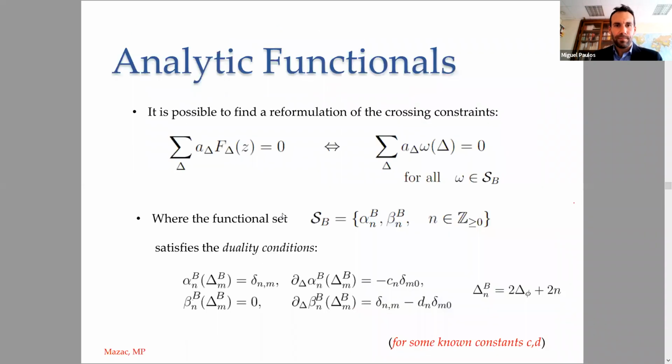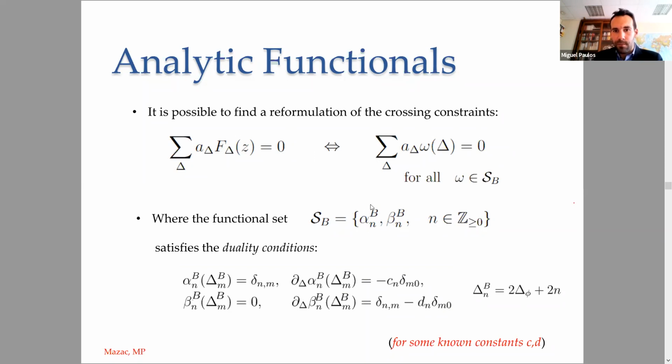So in this special case, you can prove the following. You can prove that the crossing equation, which now looks like this, where these are the OPE coefficients squared, with no spin because I'm in one dimension. And the claim is that this crossing equation is completely equivalent to the following: demanding that these sum rules are satisfied for all linear functionals omega inside a set SB. And this set SB is made up of a basis of linear functionals, alpha n's and beta n's, where n ranges over integers. So satisfying the crossing equation is the same as satisfying this countable but infinite set of equations where omega ranges over these functions.